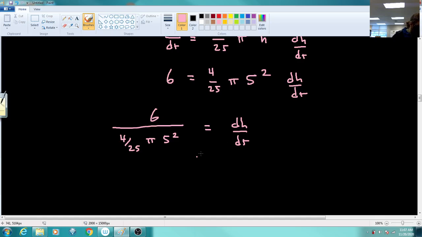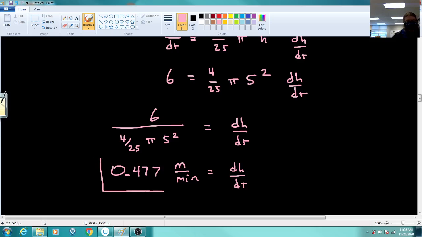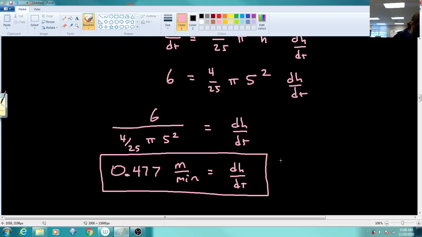And we get that this is about equal to 0.477. The units on this would be meters per minute. That is the change in height with respect to time. And so at 5 meters, that's the rate the water level rises at 5 meters. So this is our answer.